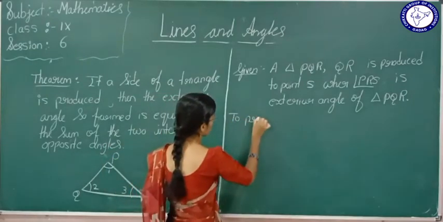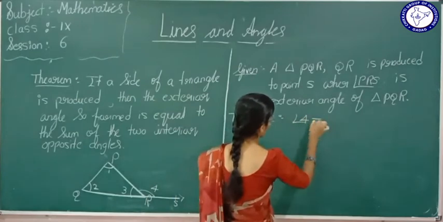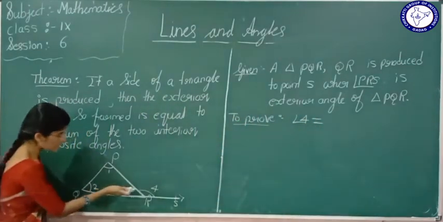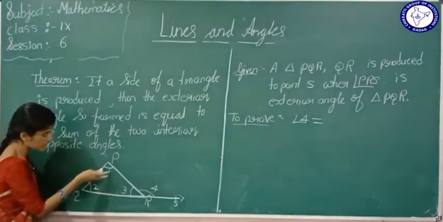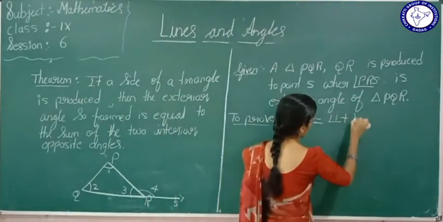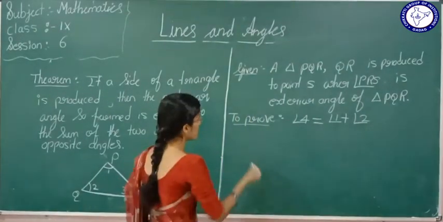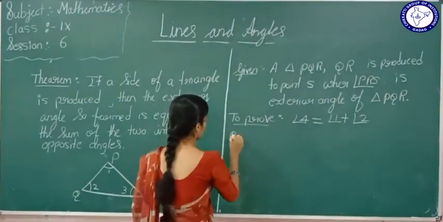We have to prove here that the exterior angle is equal to the sum of the interior, means inside, interior opposite angles, that is angle 1 plus angle 2. We have to prove this. Now we will see the proof.